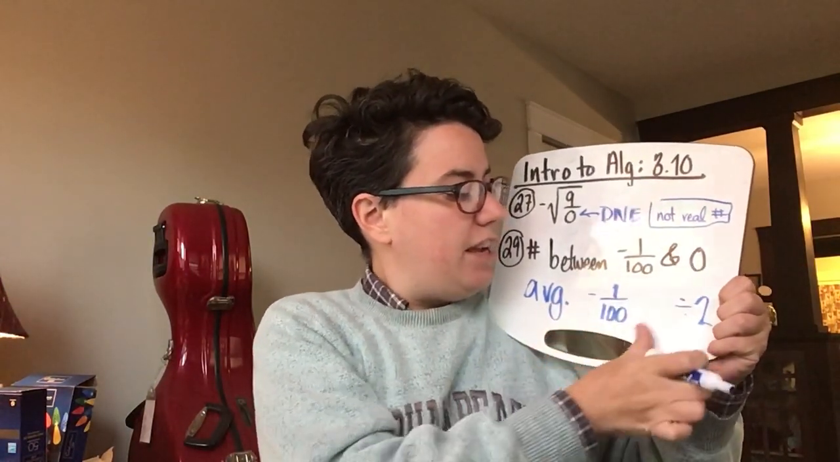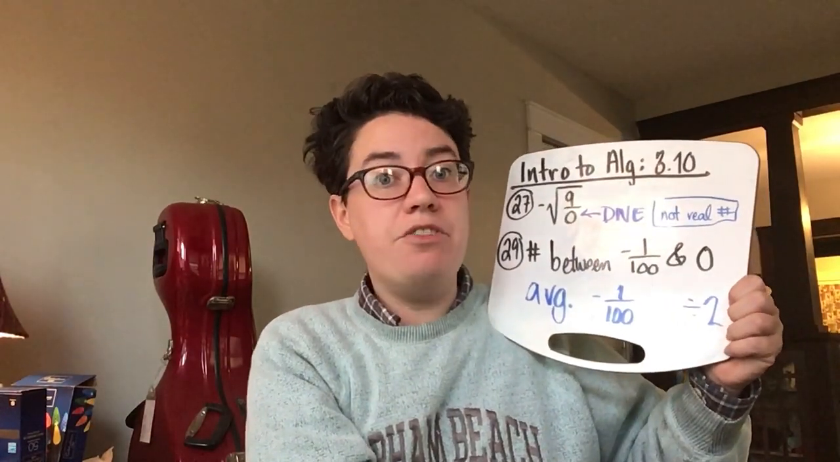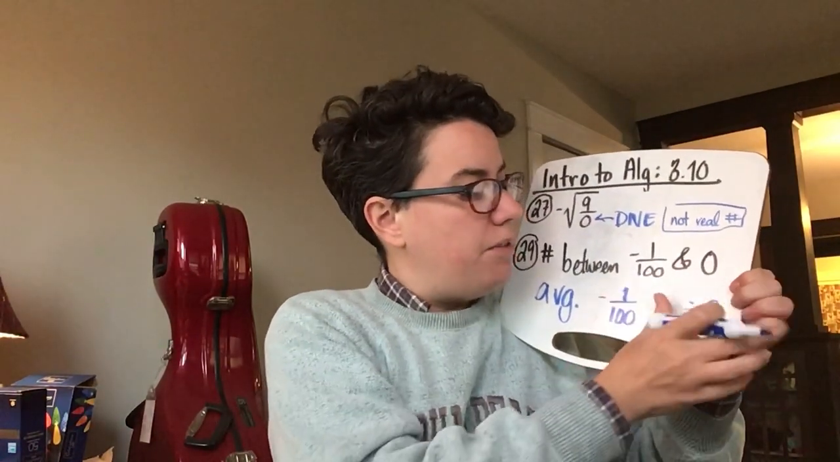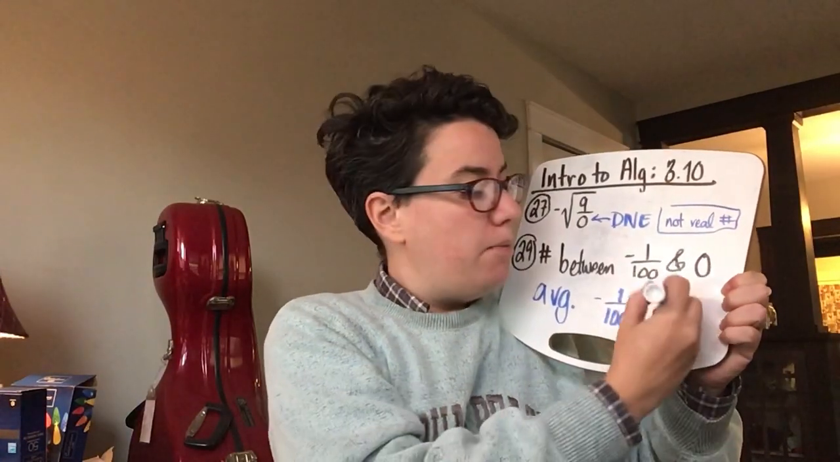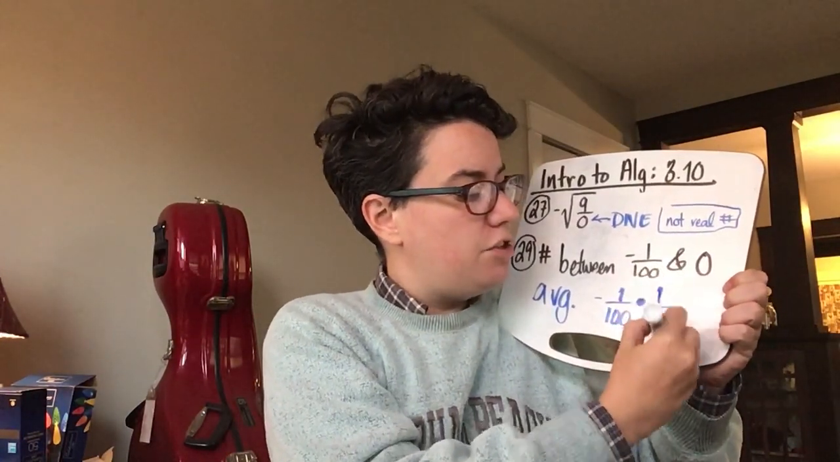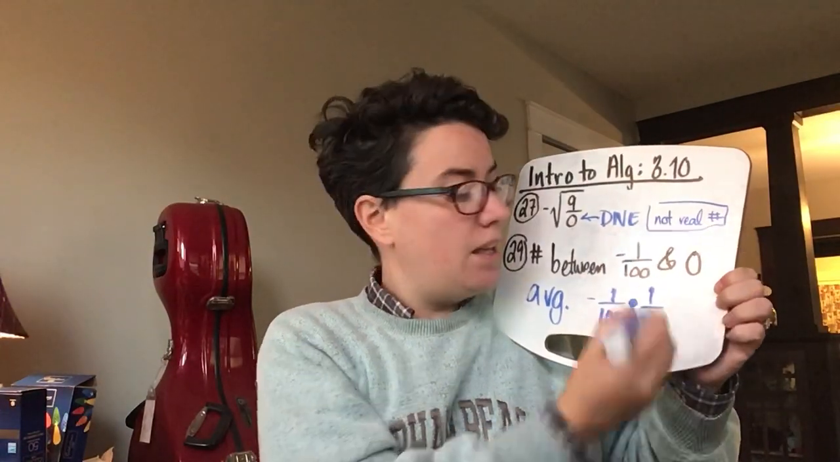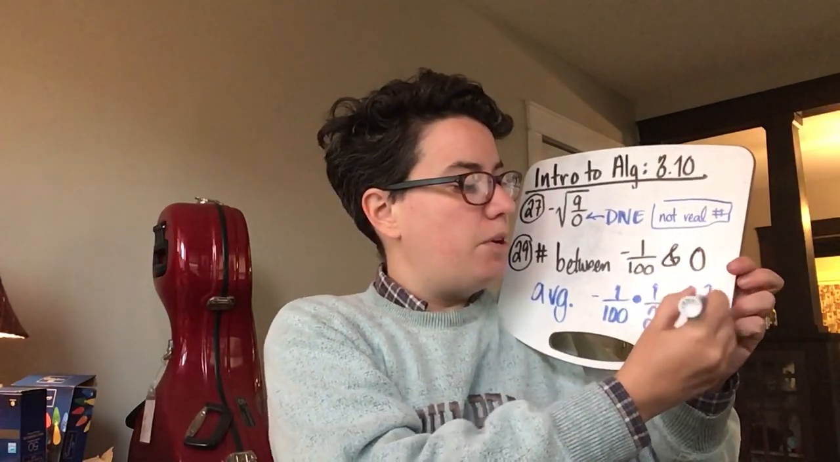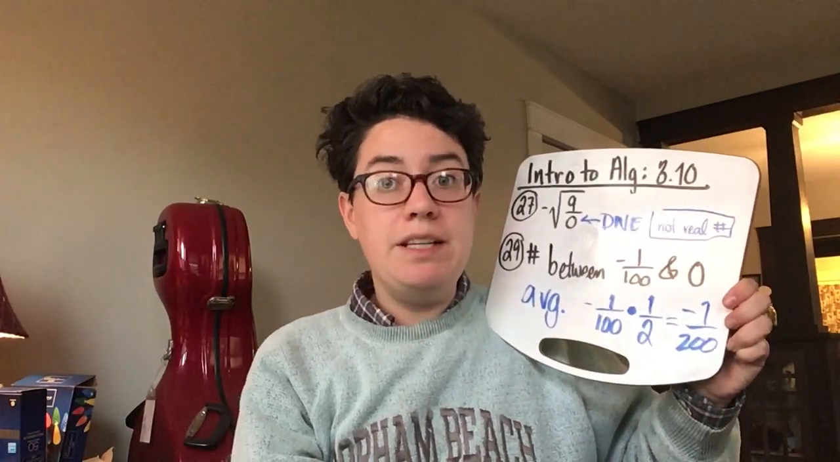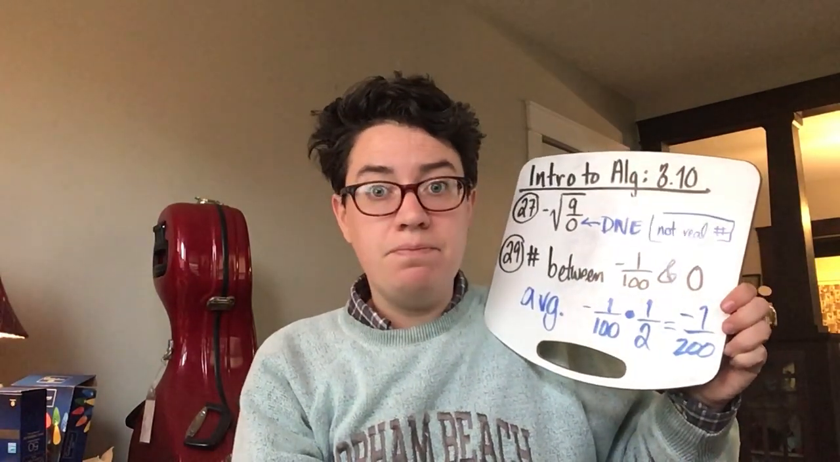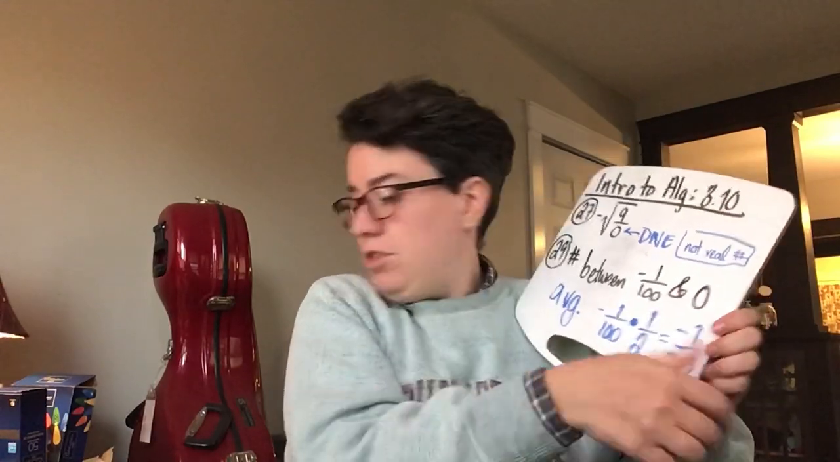So now I have negative 1/100 divided by 2. Now instead of dividing by 2 with fractions, we rewrite that as multiplying by the reciprocal, so 1 over 2, which gives us the number negative 1/200, which would be directly in between 0 and negative 1/100. Okay, so just like in the notes.